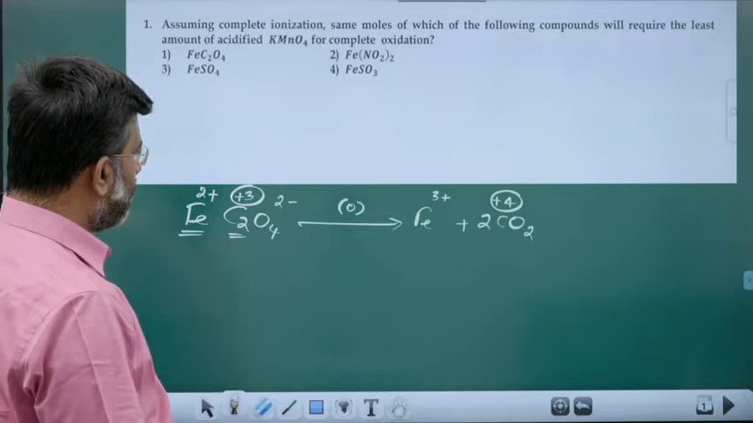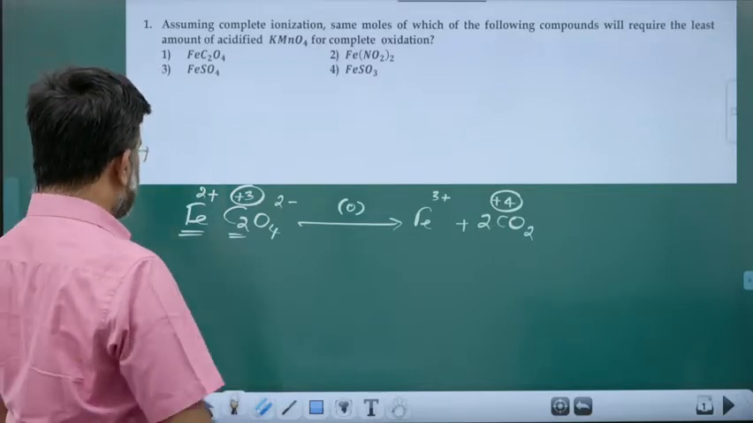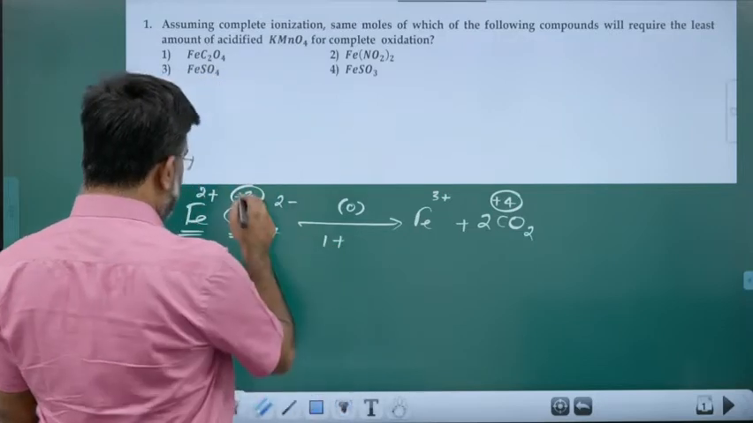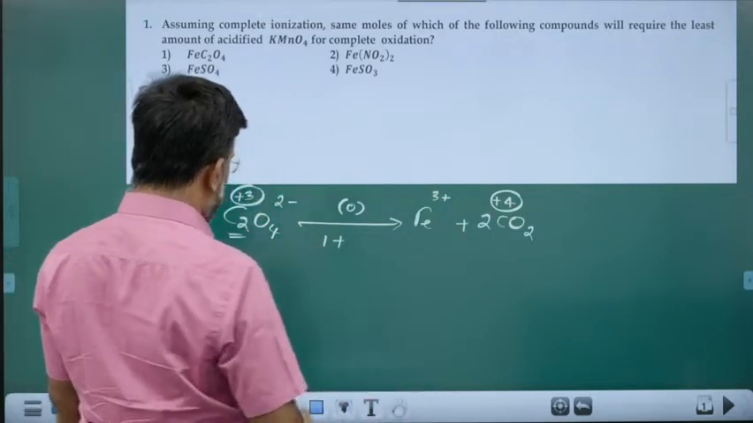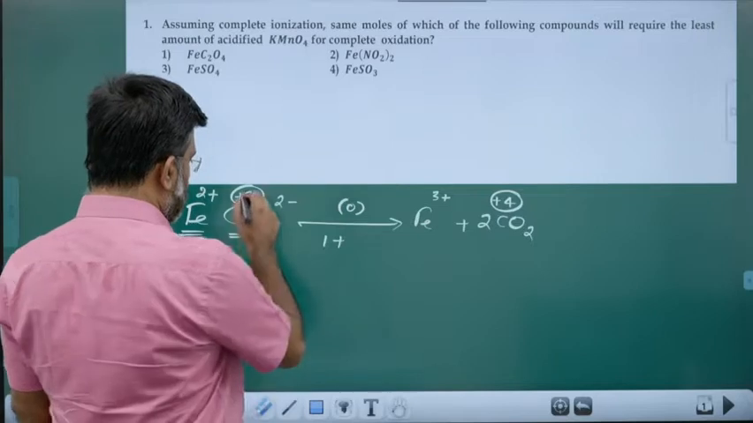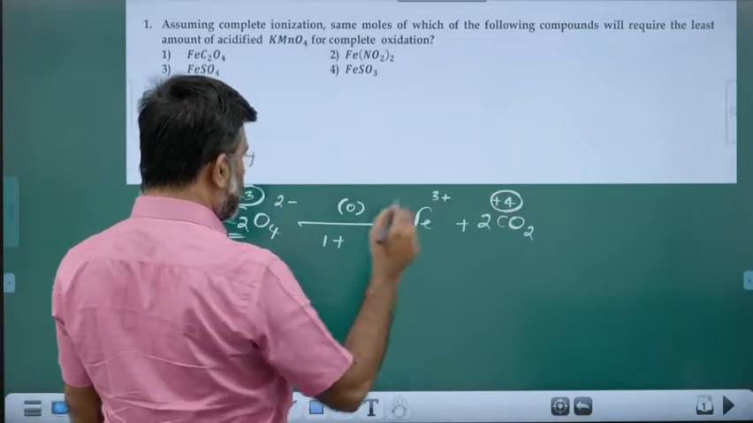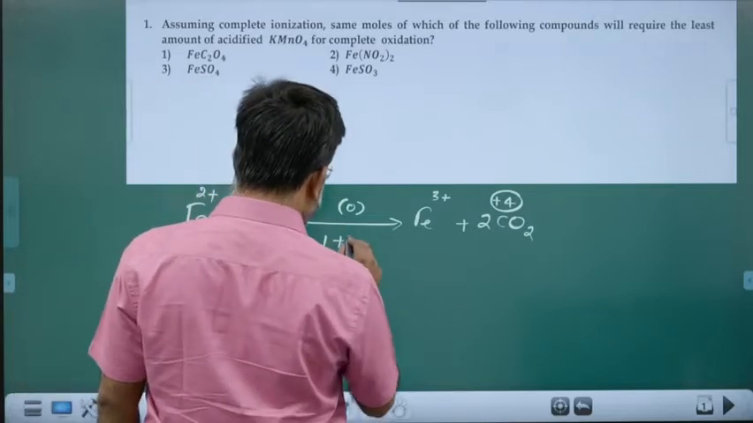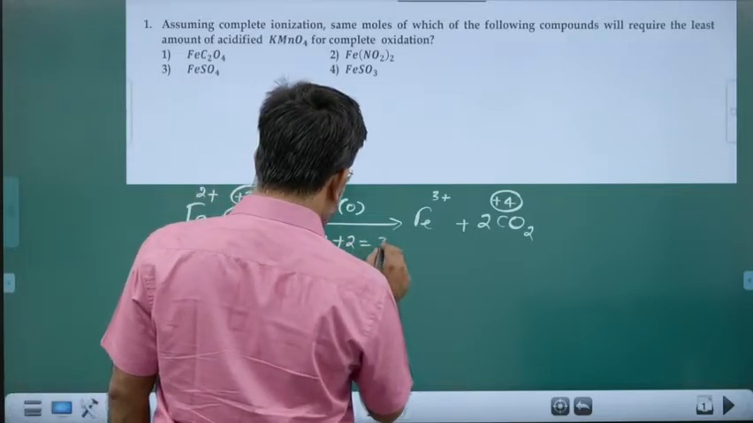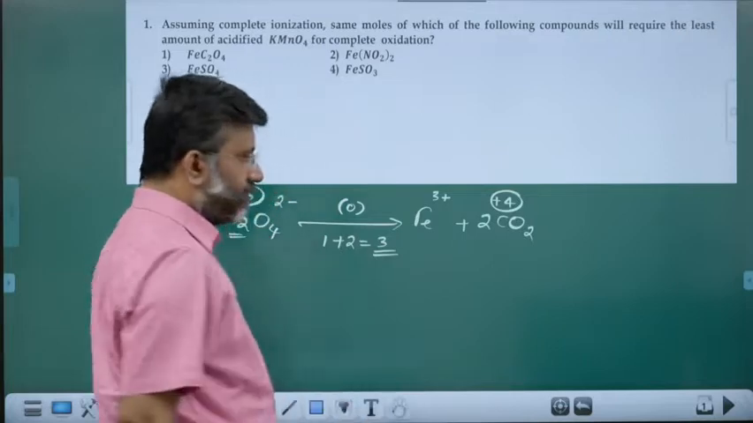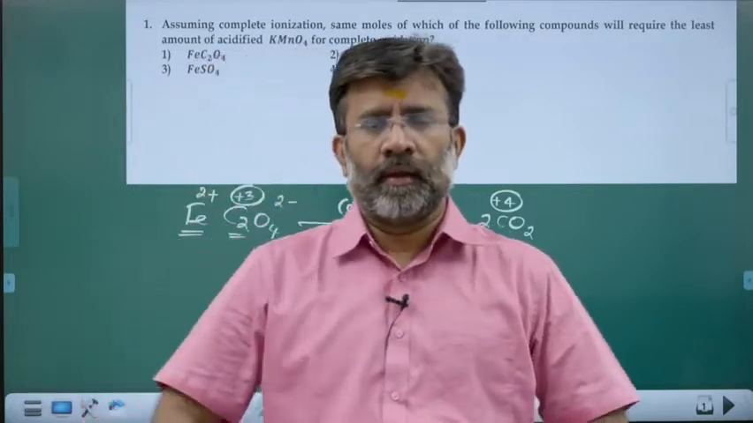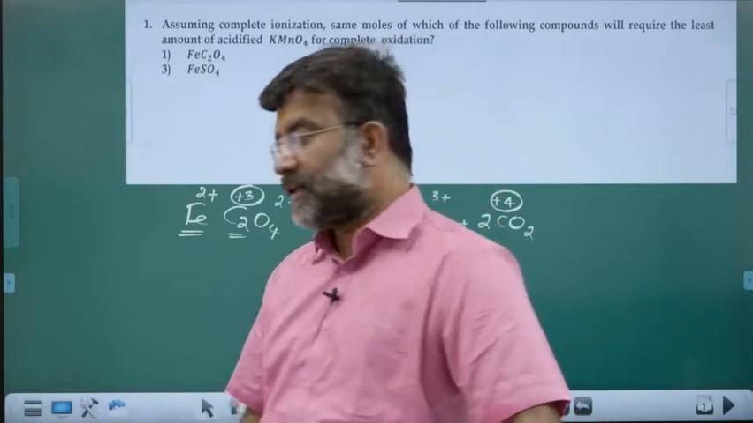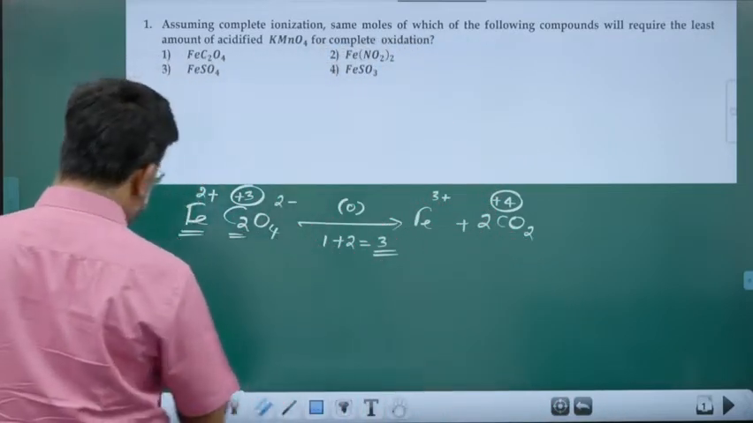So what is the N factor? For Fe, 2 becoming 3, that is N factor 1. For carbon, +3 becoming +4, 1 is the change, and there are 2 carbon atoms, therefore it is 2. So 1 plus 2, 3 is the N factor. And now when you balance, what will happen?